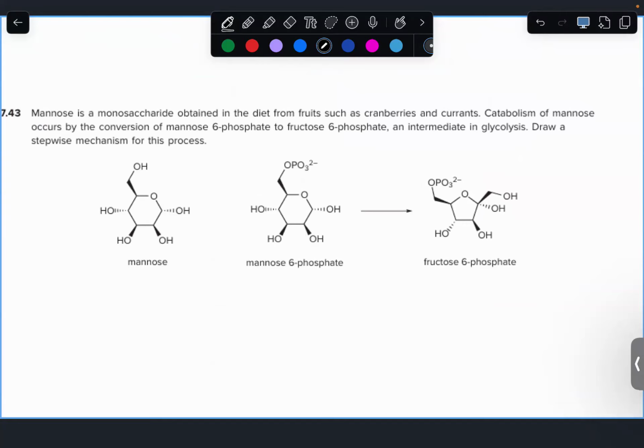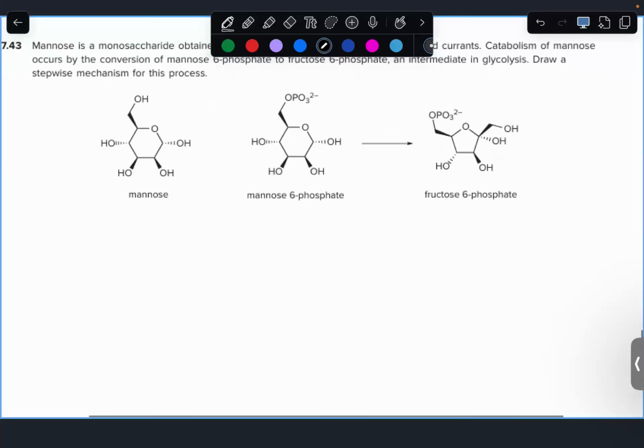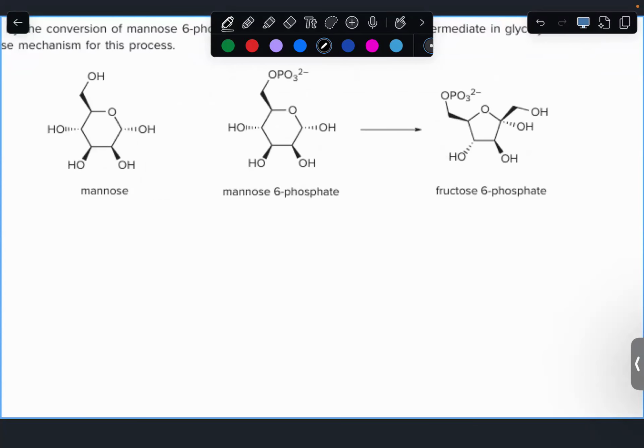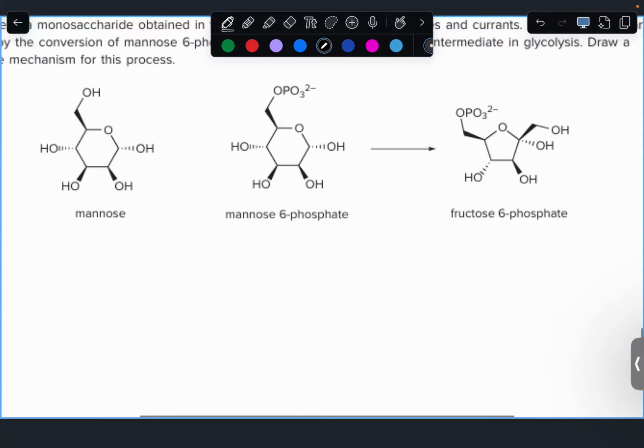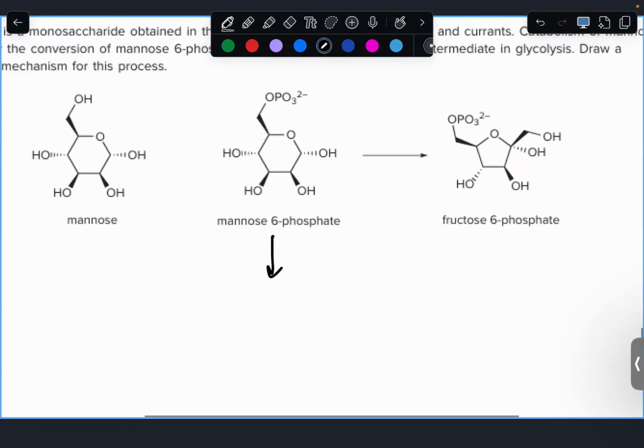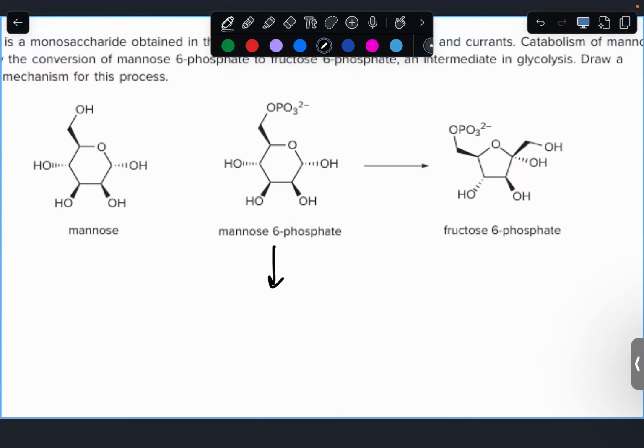So the first thing you're going to want to do is convert it to the open chain form. So let's start with that. And then I'll let you do the rest. Let's label the carbons.